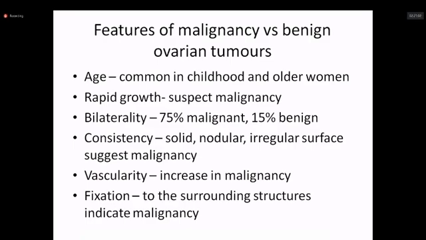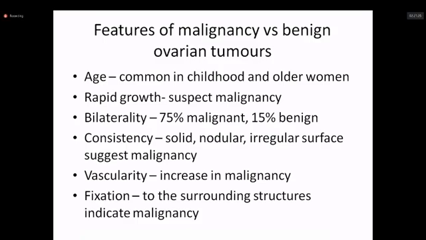Age. Malignant ovarian tumors are common in early childhood. If you get ovarian cancer in childhood, those are called germ cell tumors. We'll be doing that later. They are also common in older women. You suspect malignancy if there is rapid growth of the ovaries.